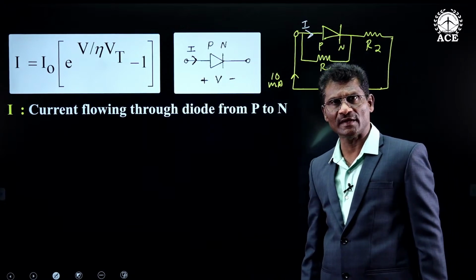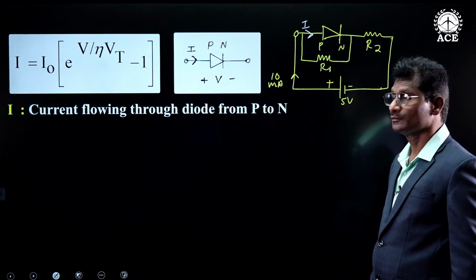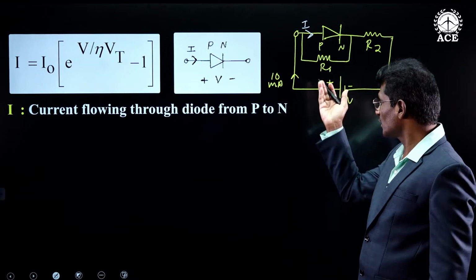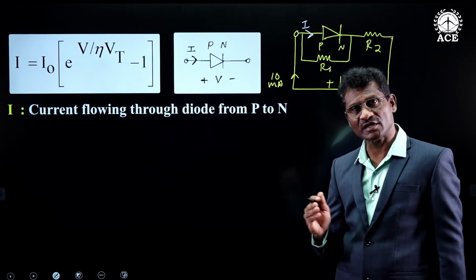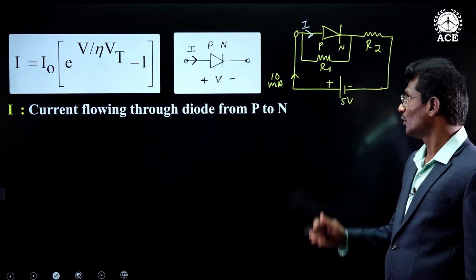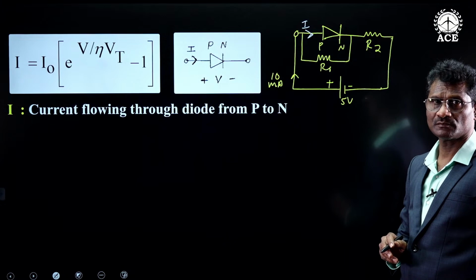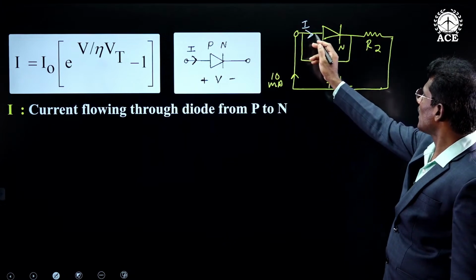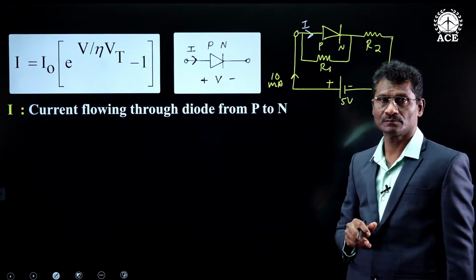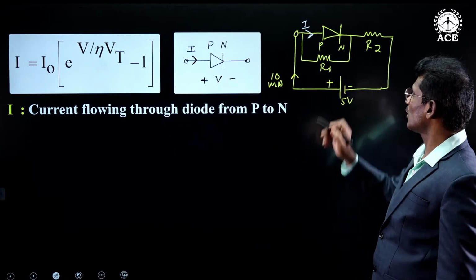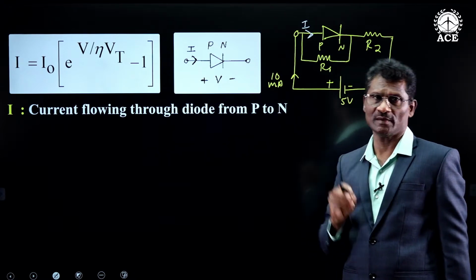This is what is called as I. By looking at this circuit diagram, can we say that I is equal to 10 milliamps or I is less than 10 milliamps? It can be clearly observed that this 10 milliamps of current is entering and a part of it is going through the diode and a part of it is going through R1. That is, the current through the diode is not 10 milliamps. It is definitely less than 10 milliamps.